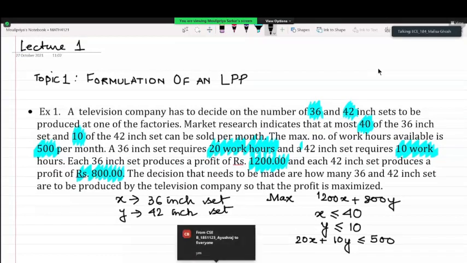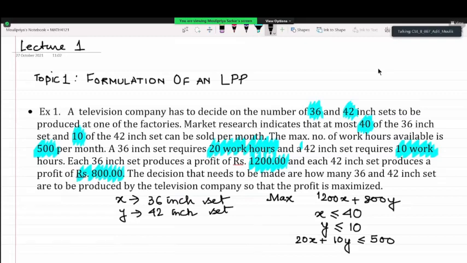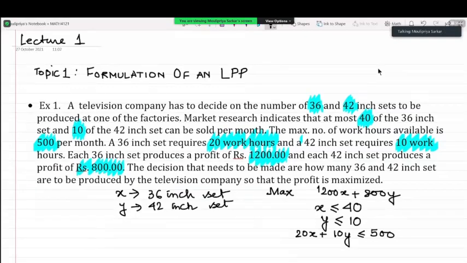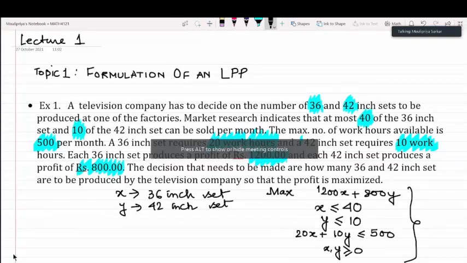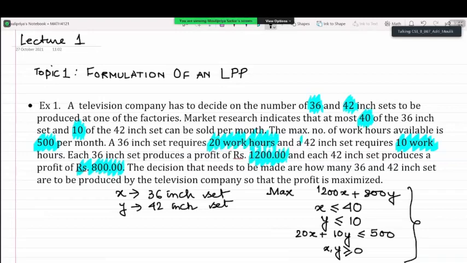Now, these X and Y are the number of television sets. So X and Y, can they be negative? No. So obviously, X and Y have to be non-negative values. Are we okay with this formulation? So what we actually did is we formatted the given statements into some mathematical inequalities. Are we okay with this? Yes, ma'am.